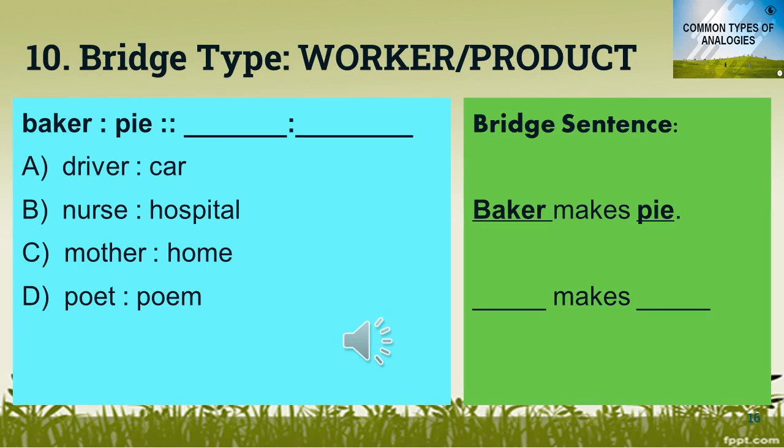The 10th bridge type is the worker to product analogy. So let us use this pattern for us to solve this analogy. So baker is to pie as blank is to blank. The bridge sentence is, baker makes pie. So the correct answer is letter D. Poet makes poem. So baker is to pie as poet is to poem.